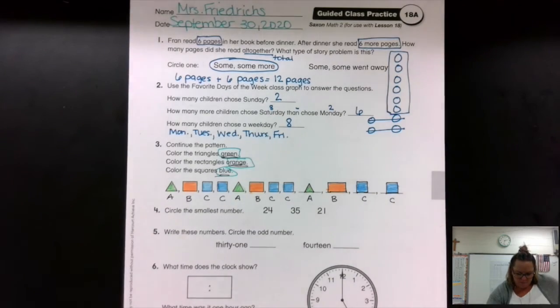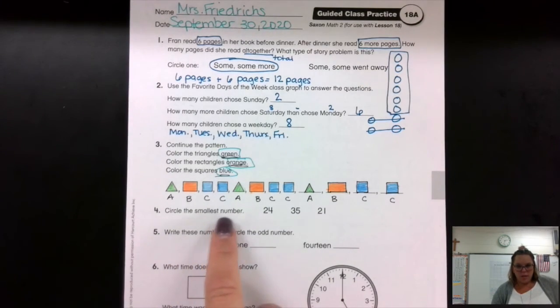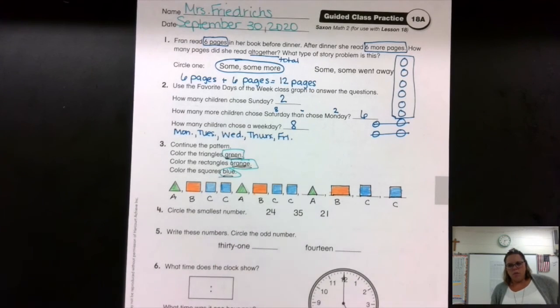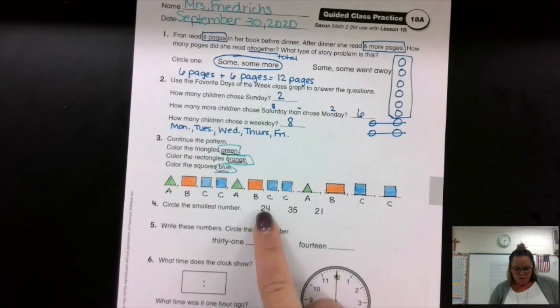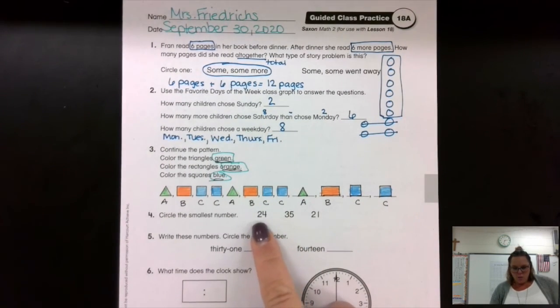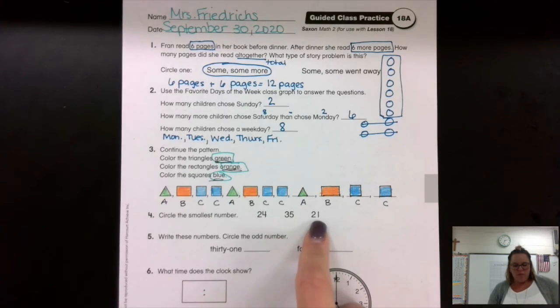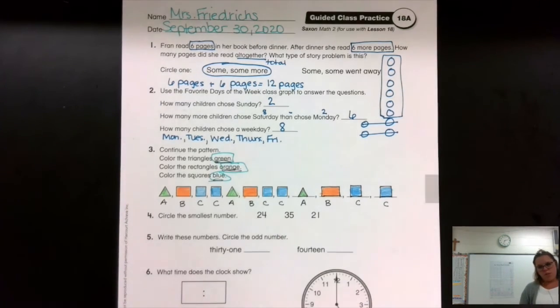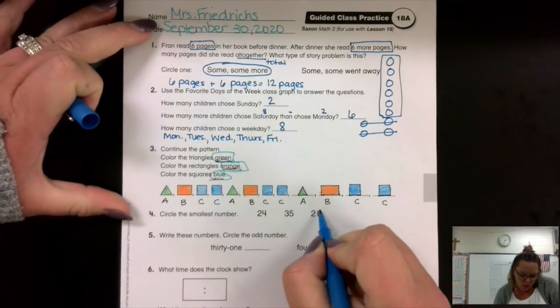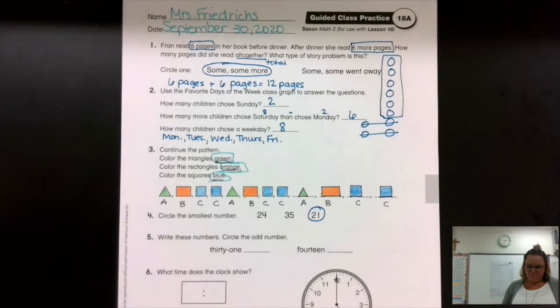Number 4, it says circle the smallest number. Not a smaller number, the smallest. The smallest one of all 3. 24, 35, 21. Which is the smallest number out of all of those? Hopefully you circled 21.